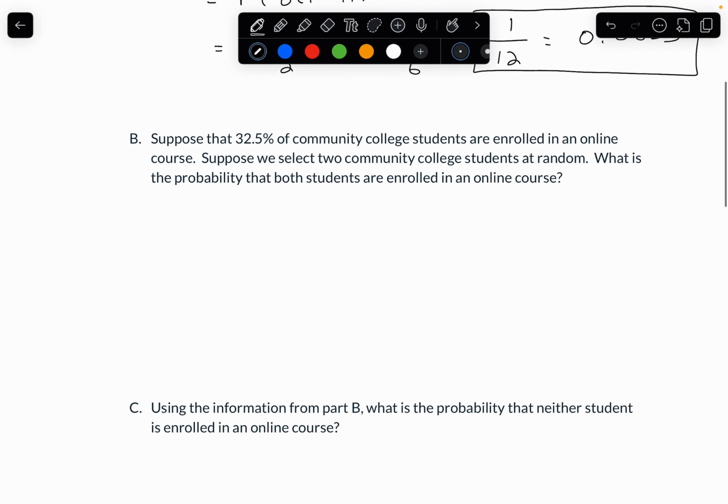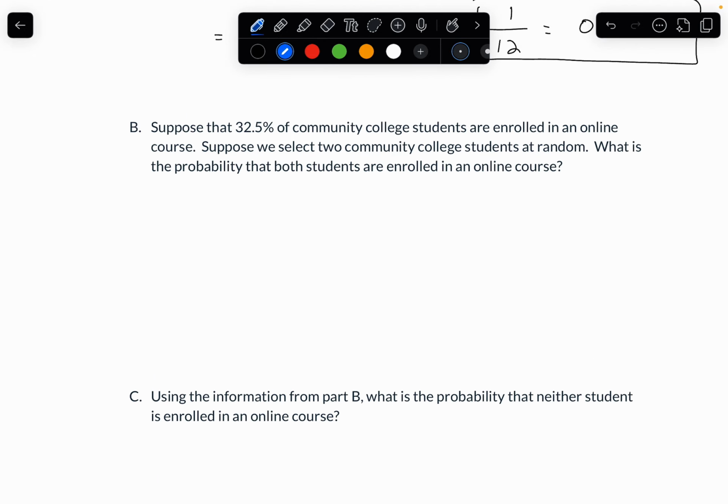Let's take a look at our next couple of examples. Part B says, suppose that 32.5% of community college students are enrolled in an online course. Suppose that we select 2 community college students at random. What is the probability that both students are enrolled in an online course? So I want essentially the probability that the first is in an online course, and I want the second one to be also in an online course.